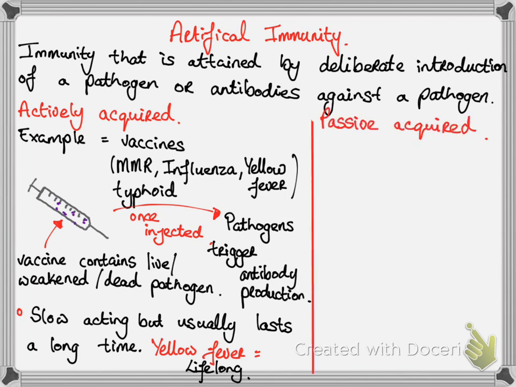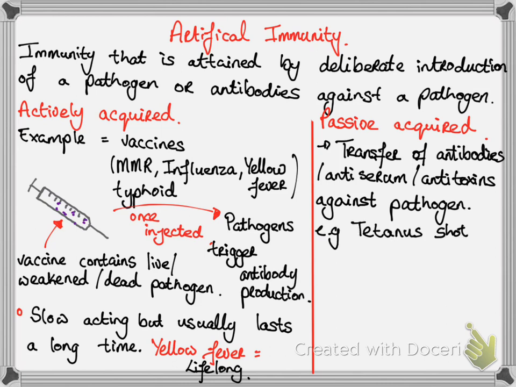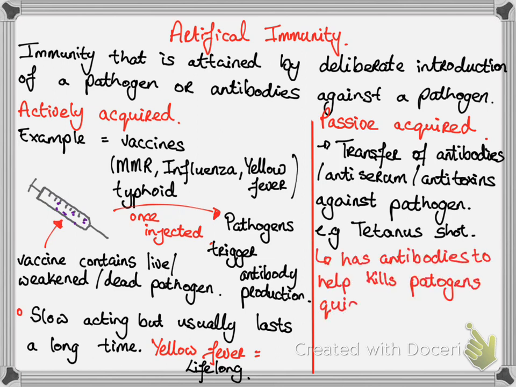The next one that we can talk about is passively acquired artificial immunity. And this is the transfer of antibodies, an antiserum, or antitoxins against a pathogen. And the best example here is a tetanus shot. So if you get a rusty nail stuck in your foot, you'll usually have to go to the doctor and get a tetanus shot. Okay? And that's because these tetanus shots have antibodies to kill pathogens quickly. Okay? It is a short-lasting solution, but it does help solve the problem.